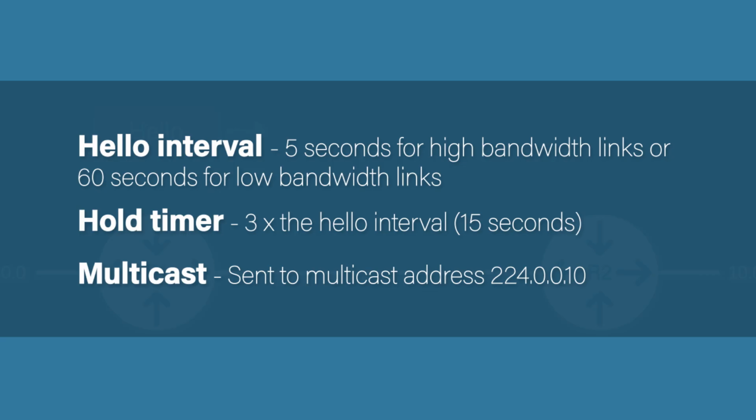Hello messages are sent every 5 seconds by default. There is also a hold timer similar to OSPF's dead time. The hold timer is how long a router should wait without hearing a hello message before it assumes that neighbor is dead. This is 15 seconds by default. These hello messages are sent to the multicast address of 224.0.0.10.